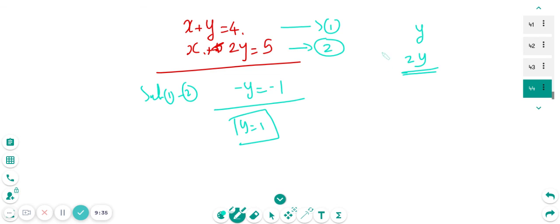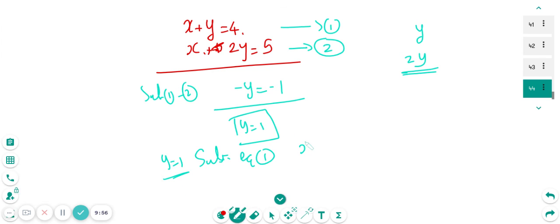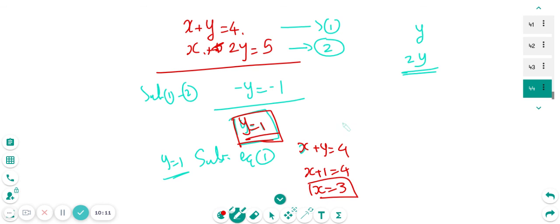Once you get the value of y, half of your work is done. Then we can substitute in any of the equations. We can take the y equals 1 value and substitute it in either equation. Let's say we substitute in equation 1. Equation 1 is x plus y equals 4, and we know the value of y happens to be 1. So x plus 1 equals 4. That means x equals 3. So we have y equals 1 and x equals 3.